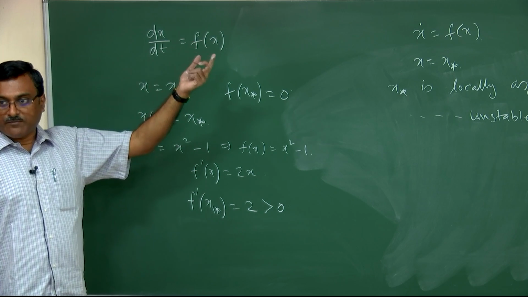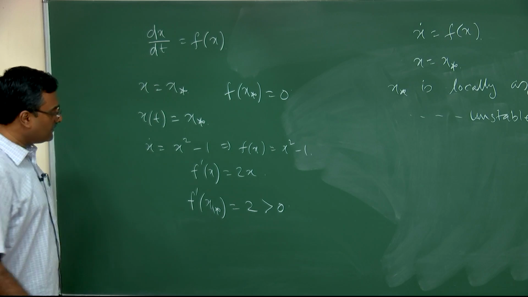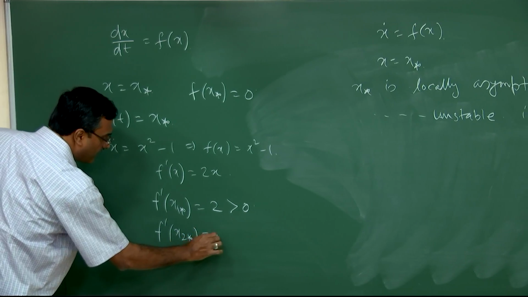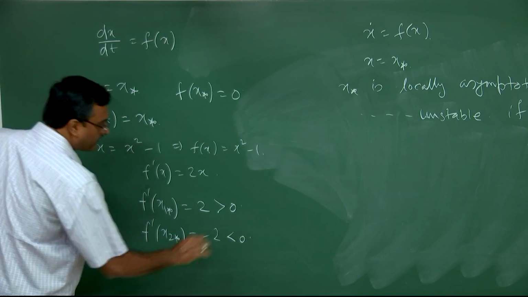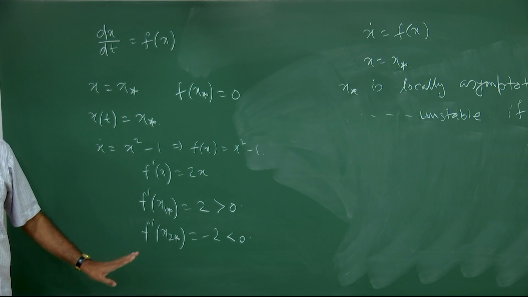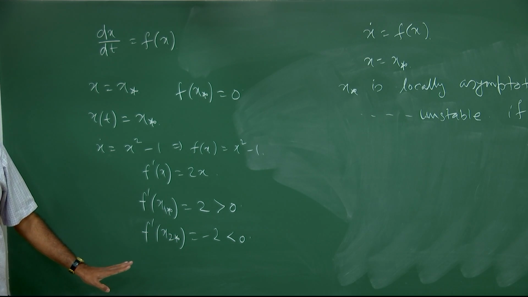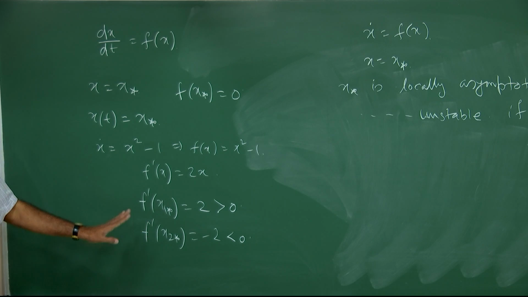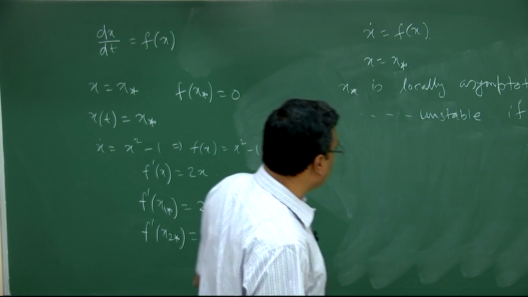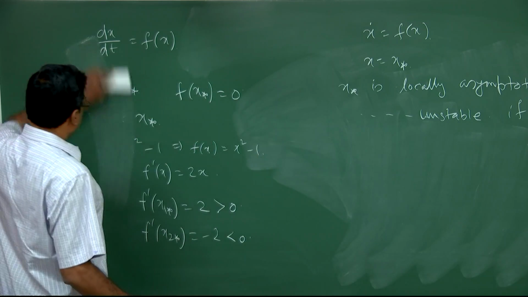We have obtained the same conclusion earlier from geometrical consideration. Similarly, f'(x2*) is equal to minus 2, which is less than 0. So your x2* is stable. So this is the idea for the local asymptotic stability for a one variable system.